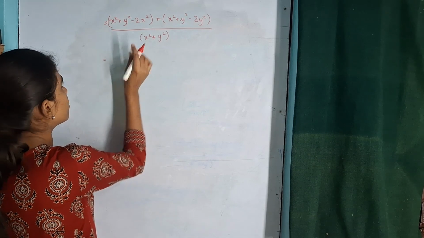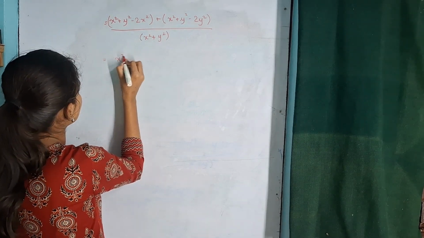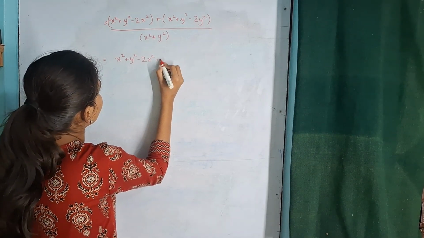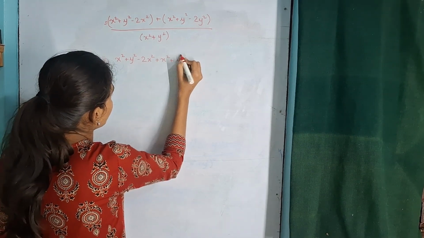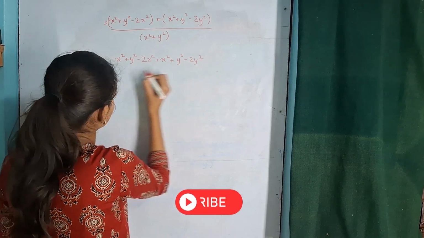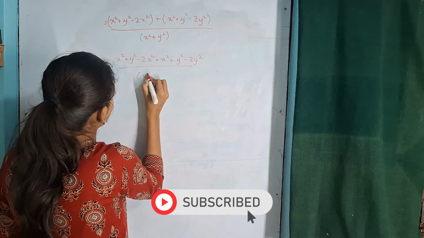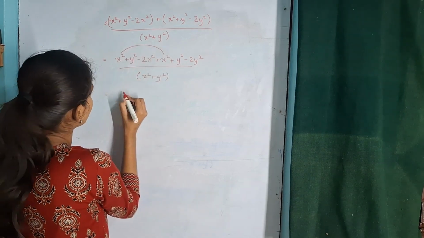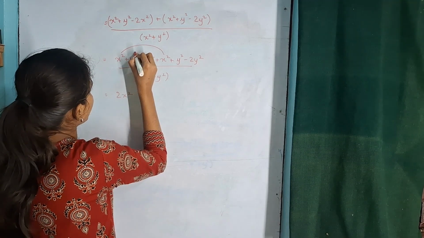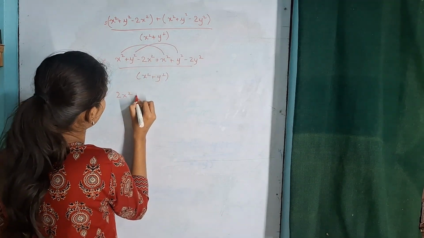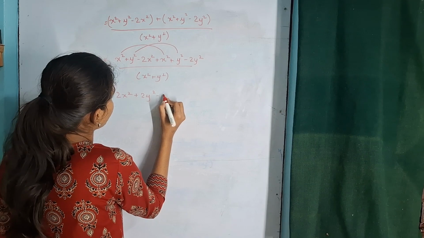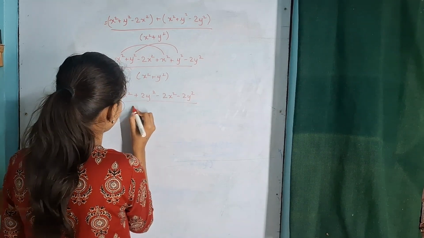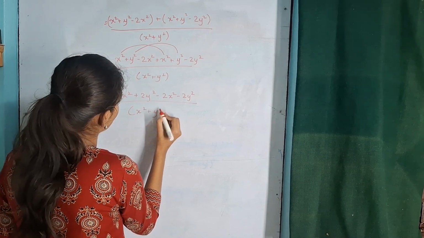Now what you are going to do, we will just remove the bracket, then it becomes x square plus y square minus 2x square plus x square plus y square minus 2y square divided by x square plus y square. Now x square and x square becomes 2x square, y square and y square becomes plus 2y square, minus 2x square as it is, minus 2y square as it is, divided by x square plus y square as it is.